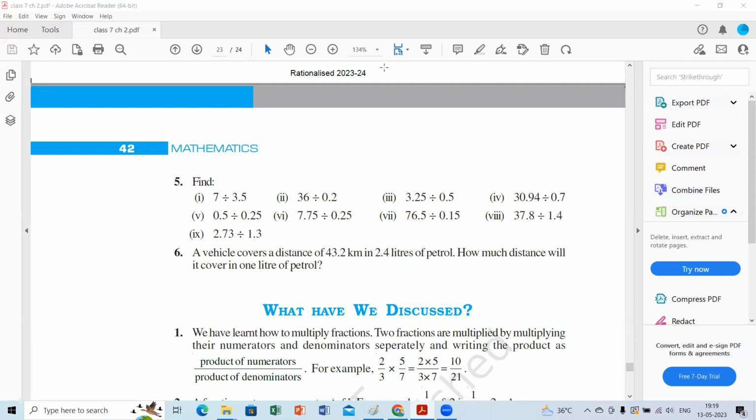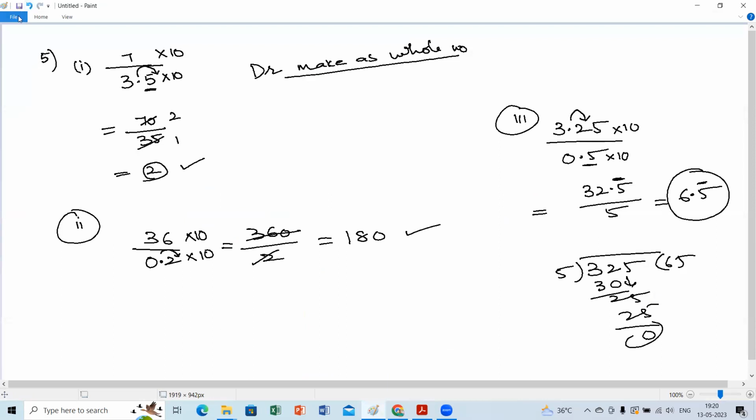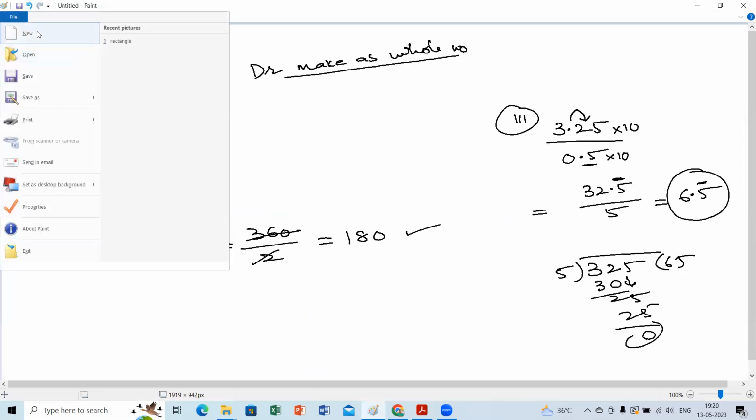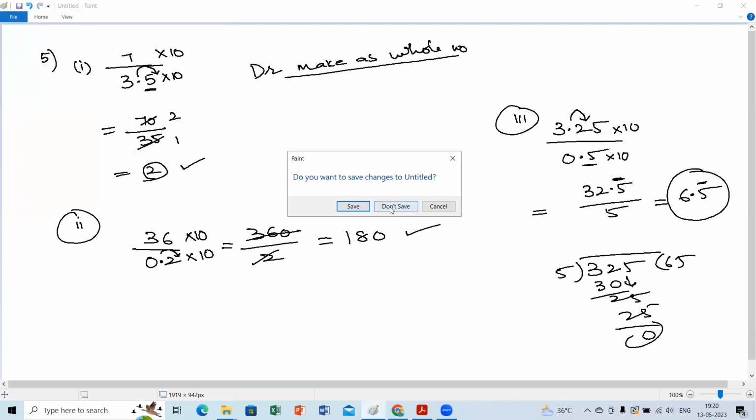Ma'am, my doubt is that when there are two digits in the decimal place, we multiply with 100. Yes, absolutely correct, 100 only. Then the numerator also will be multiplied with 100. Whatever you are doing for the denominator, the same thing you should do for the numerator.